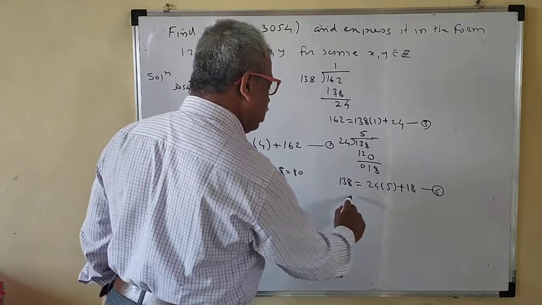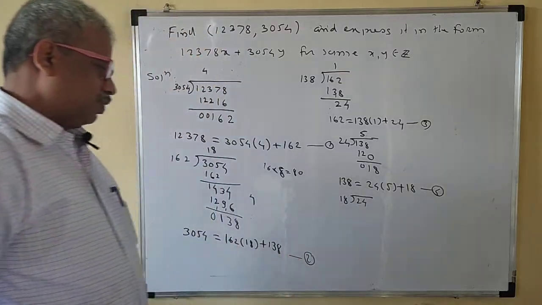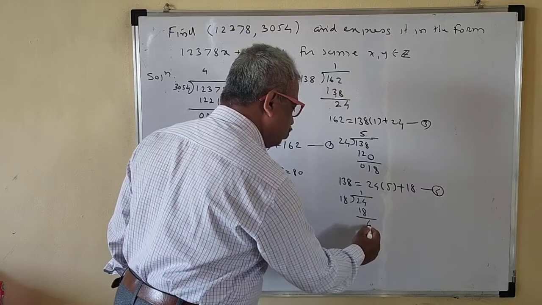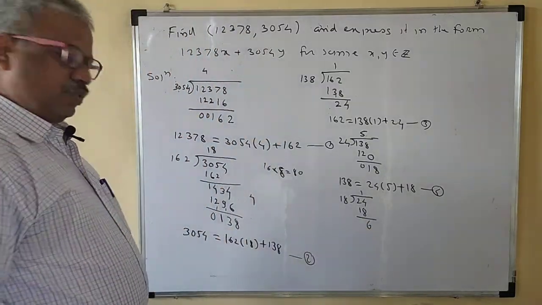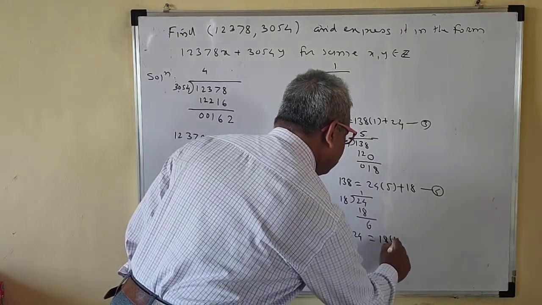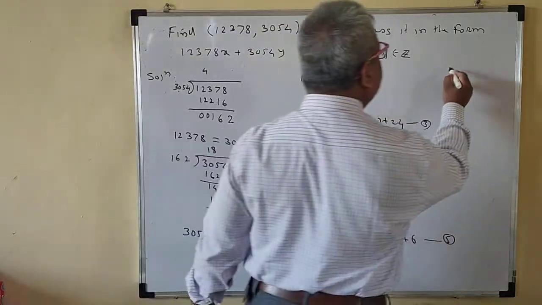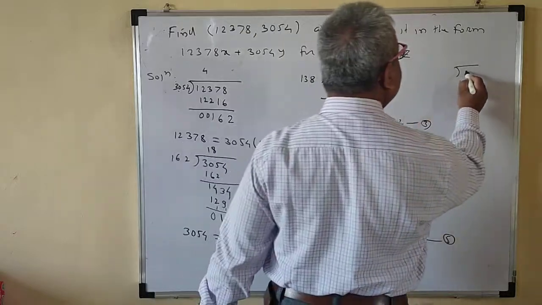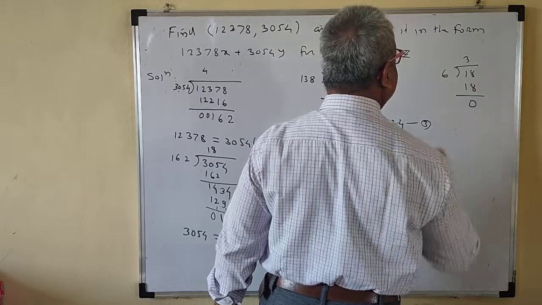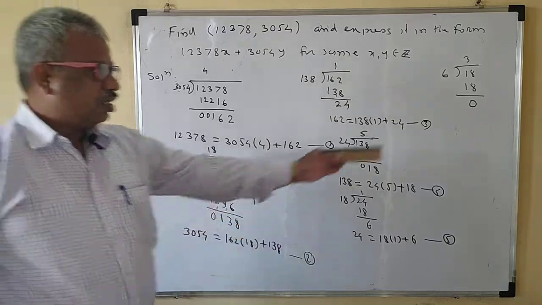Now we'll divide 24 by 18 now. So then obviously the quotient is 1 now here. So this is 18. So now 6. So we can write 24 is equal to 18 into 1 plus 6. So I call this 5. Now next I will divide 18 by 6. So this is 3, 18. So this is 0. Now the remainder is 0. Here the remainder is 0.